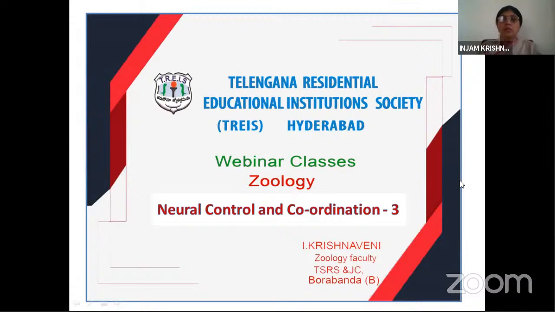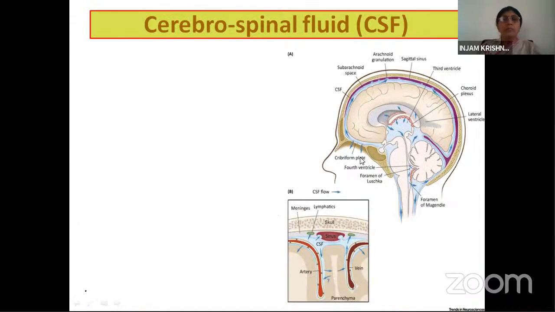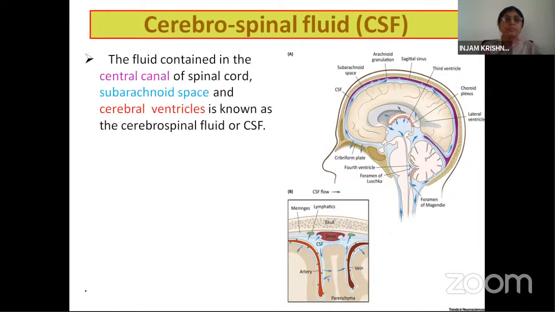Already we have completed 2 chapters. Yesterday, we started cerebrospinal fluid. What is cerebrospinal fluid? The fluid contained in the central canal of the spinal cord, subarachnoid space, and cerebral ventricles is known as the cerebrospinal fluid.